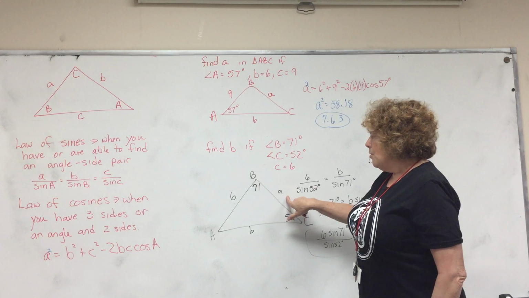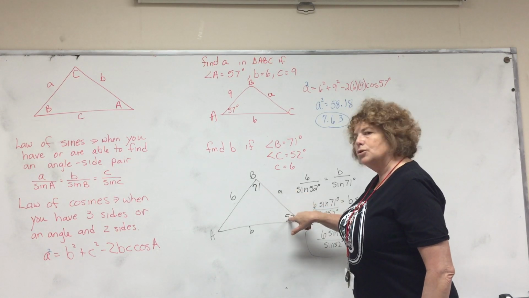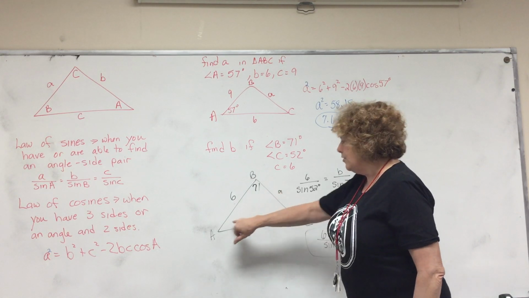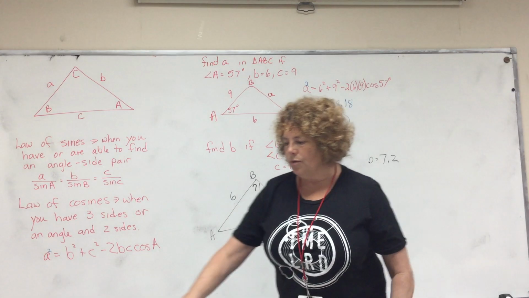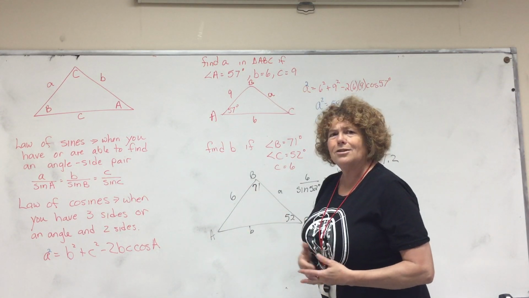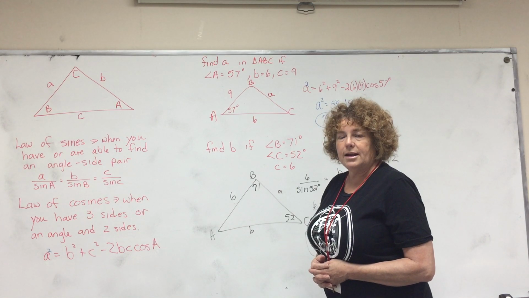Now, what if I had gone to find A? Well, I could have just added these two together and subtracted from 180 and found A first, and then I could say A over the sine of A. So there's no reason why you couldn't find it, because once you have two angles of a triangle, you can get the third angle by subtracting those two from 180.